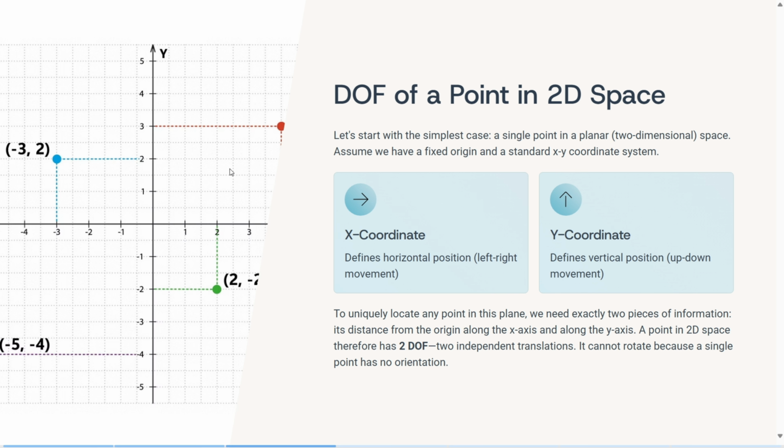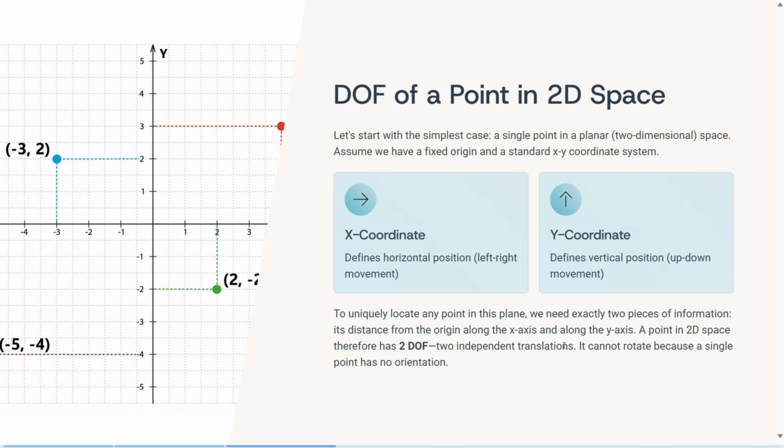That is this graph. Assume we have fixed a point origin and a standard coordinate system. Here, to locate any point in this plane, we need exactly two pieces of information. Correct? So let's take the blue point. In x it is minus 3 and in y it is 2. So minus 3 comma 2, the distance from origin along the x and y axes, right? A point in a 2D space therefore has 2 DOF. It needs two parameters to define the position of this point.